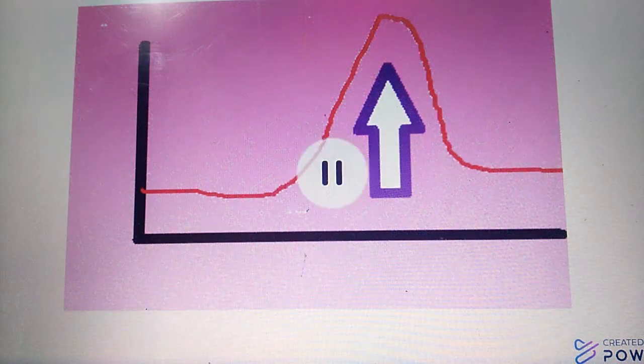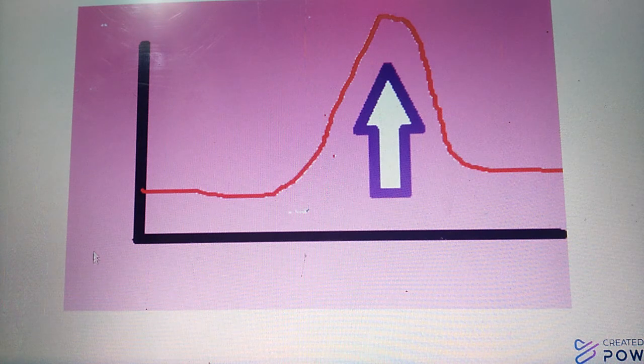This is the spectrum which is shown by the d1 system. In d1, only one electron excitation occurs, so it shows one peak in the spectrum.